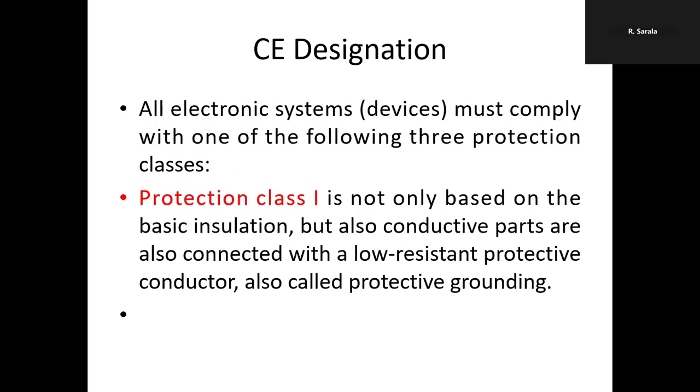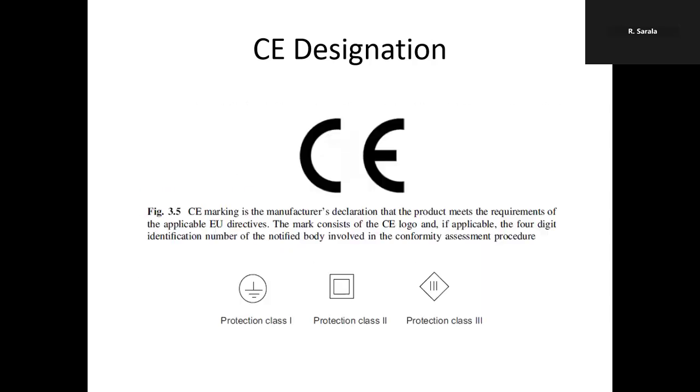There are three protection classes: protection class 1, protection class 2, and protection class 3. They are represented here in this diagram, as you can observe. This is protection class 1, protection class 2, and protection class 3. Here you can see these symbols; one is named the ground symbol.